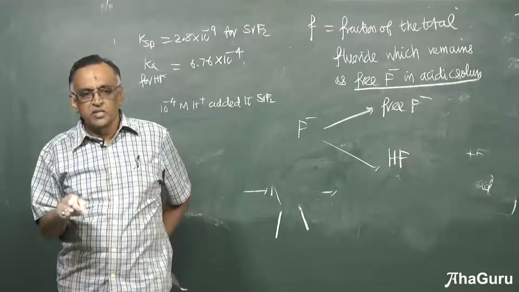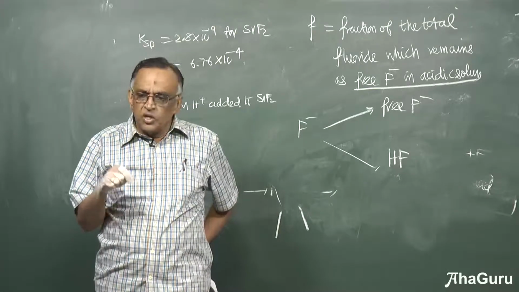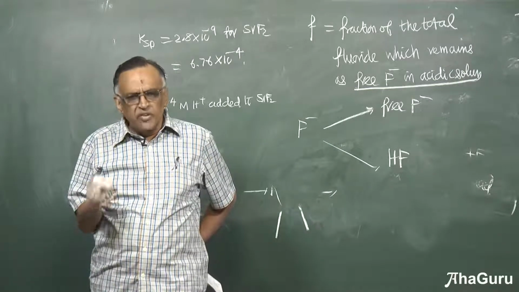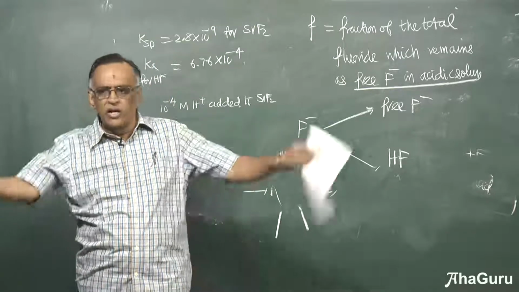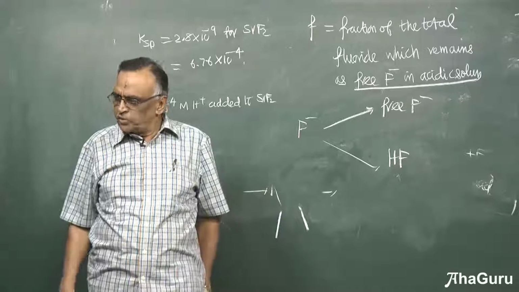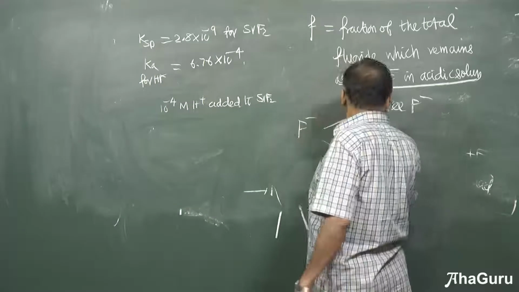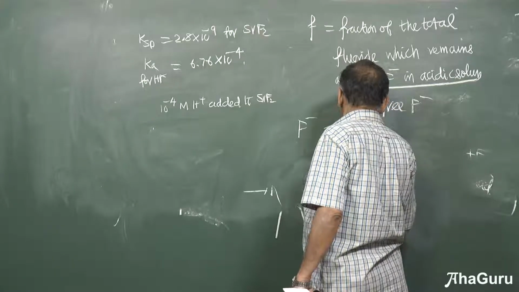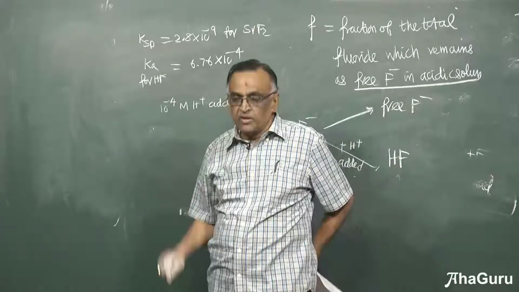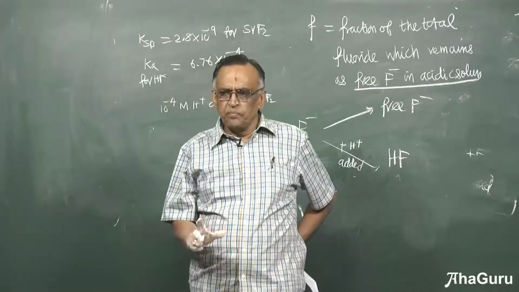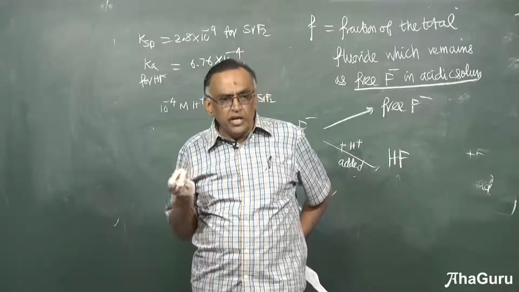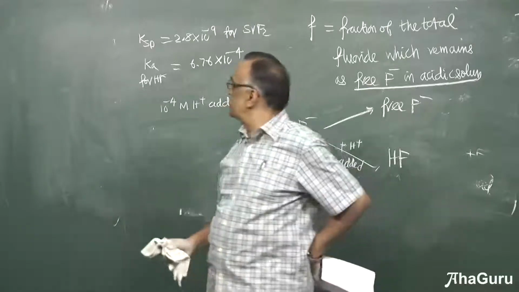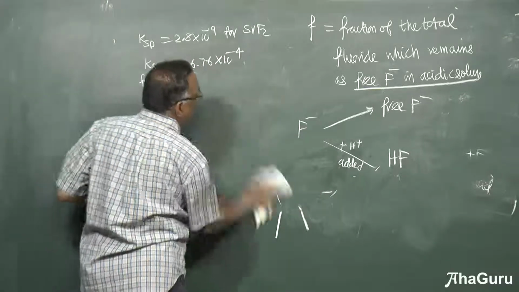You are adding H+. Part of it goes into forming HF. Part of it remains as free fluoride ion. You need free fluoride ion for solubility. If all are remaining as HF, the problem is closed. You understand? So, of the total fluoride ion, part remains as free F−, part combines with H+ added to form HF. If I represent small f as the fraction of the total fluoride ion which continues to remain as free fluoride ion in a given acidic medium, how do you express that f? Tell me. What is that f?